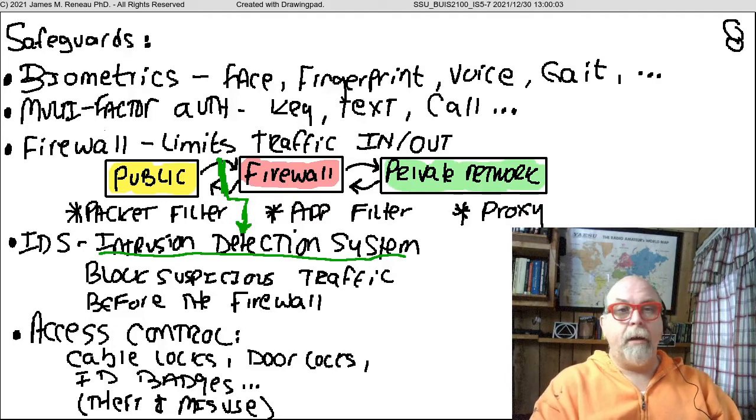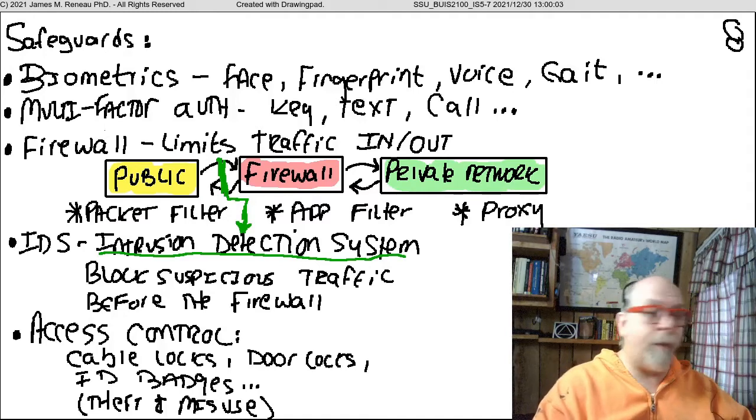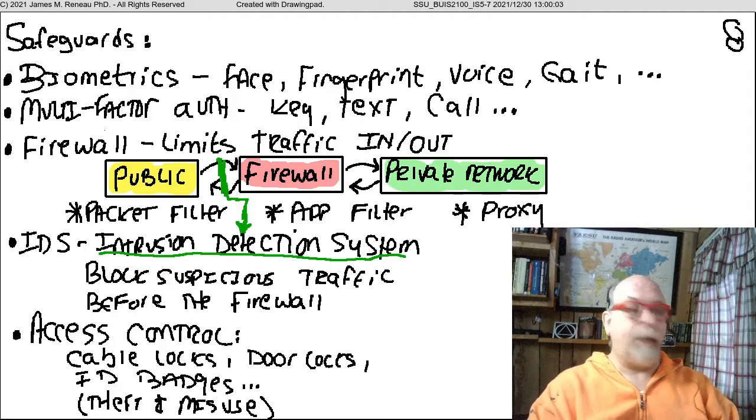My smartphone here unlocks when it sees my face. I just look in the camera and it automatically unlocks using biometrics. My previous phone had a fingerprint reader on it that I just put my finger up to, and the phone unlocked. That's kind of nice. There are voice systems. There are even gate systems that watch how you walk and decide whether you are the person you say you are.